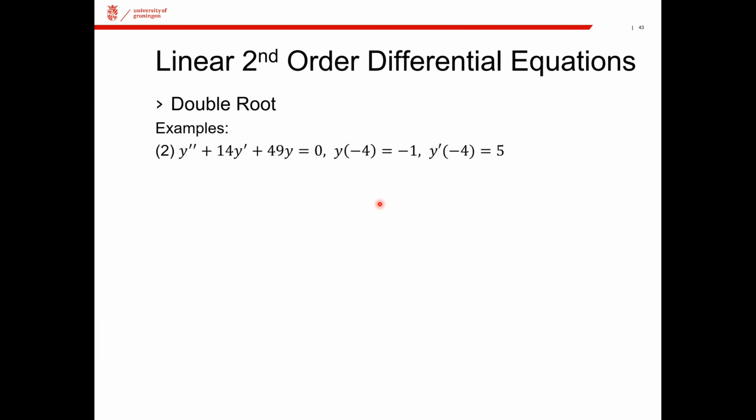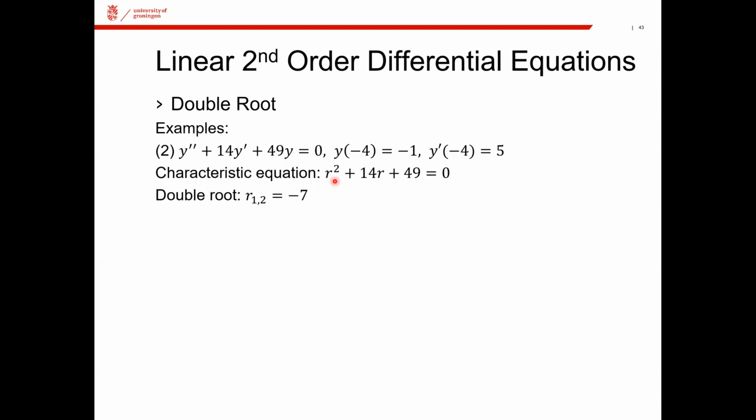And another example, we have two initial conditions this time. So first, we write down the characteristic equation, r squared plus 14r plus 49 equals 0. I don't know if you know how to write the characteristic equation, but for me it is easy: just take the coefficients here and replace y double prime with r squared, y prime with r, and y with 1. So we have the characteristic equation now.